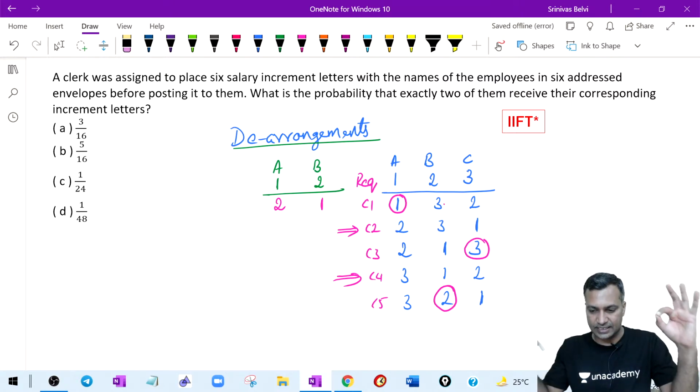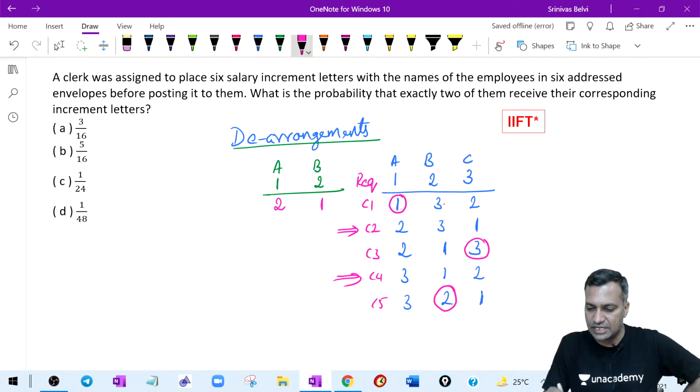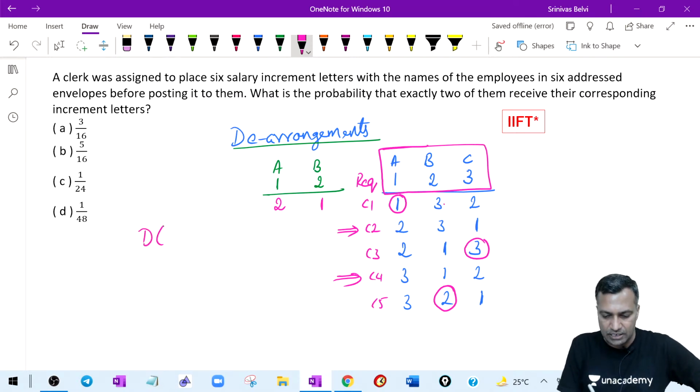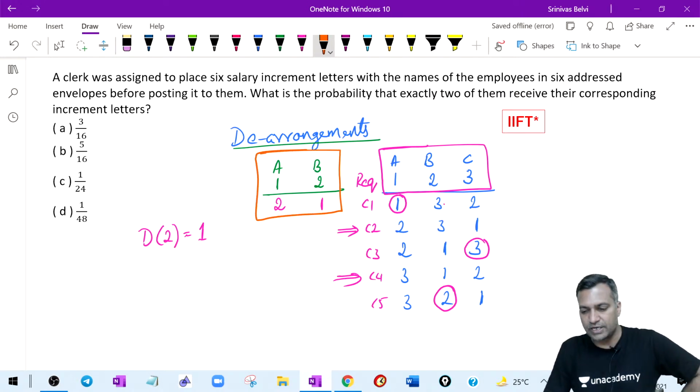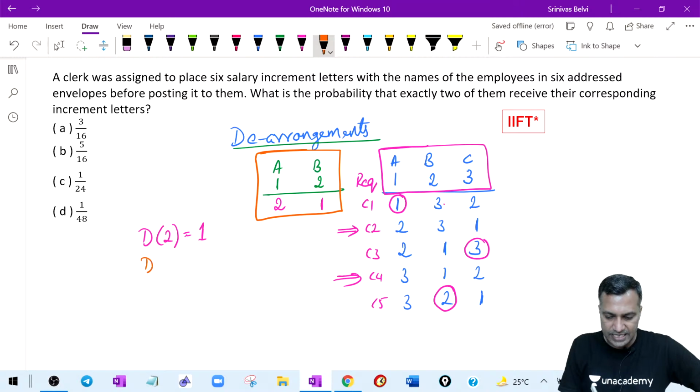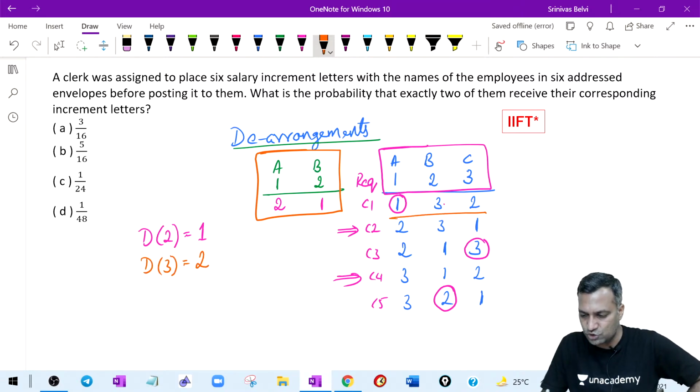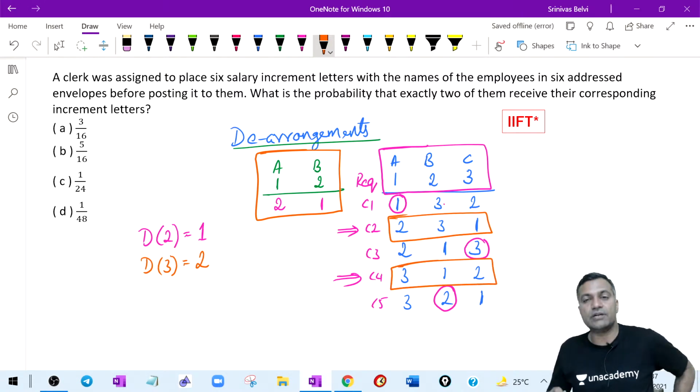And hence, if it is 2 objects, dearrangement for 2 objects is 1. I proved it here. Whereas dearrangement for 3 objects is 2. This is one case here and this is the second case here.